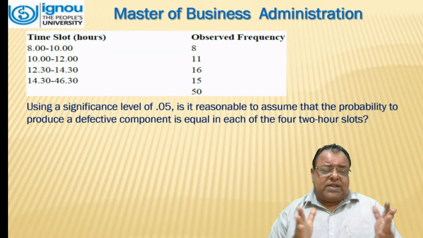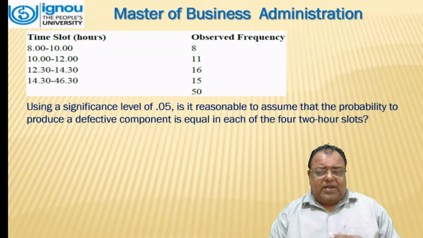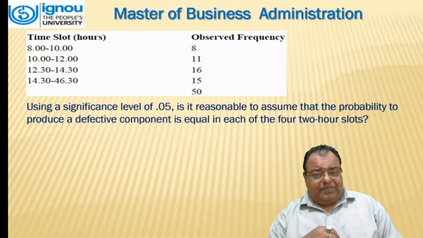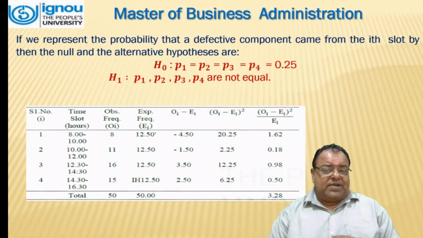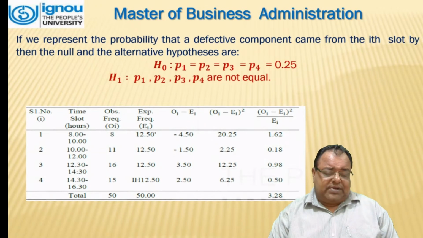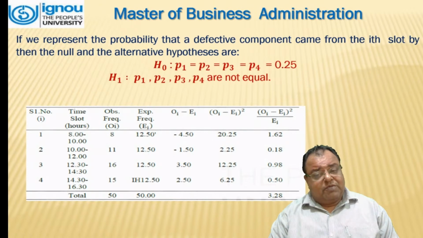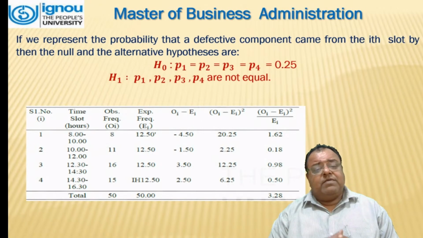Using the significance level of 0.05, is it reasonable to assume that the probability of producing a defective component is equal in each of the four slots? We have to calculate the expected frequency. Here, what is happening? H naught is P1 equal to P2 equal to P3 equal to P4, which is 0.25. And your alternate hypothesis H1 will be that P1, P2, P3, P4 are not all equal.